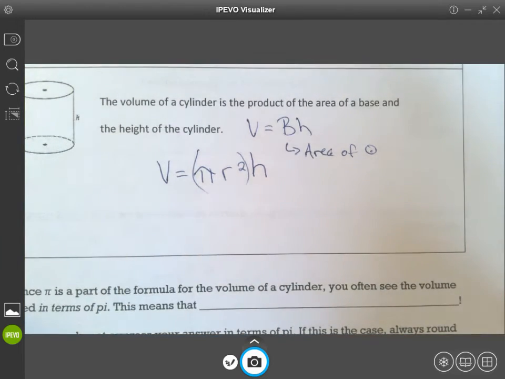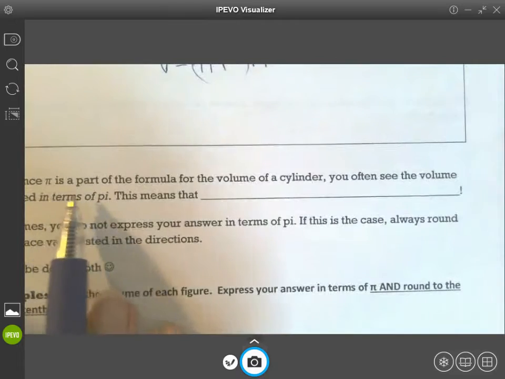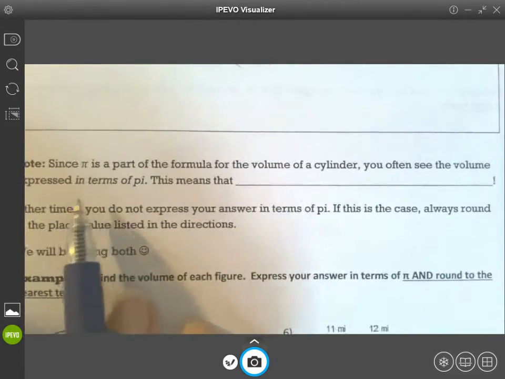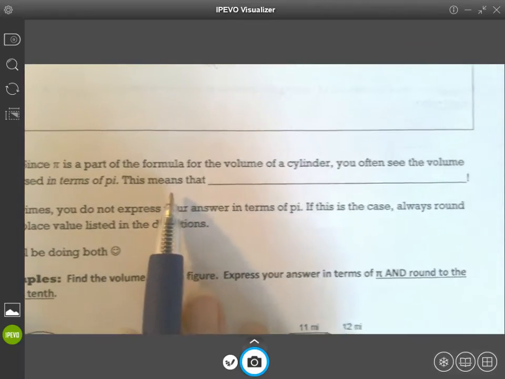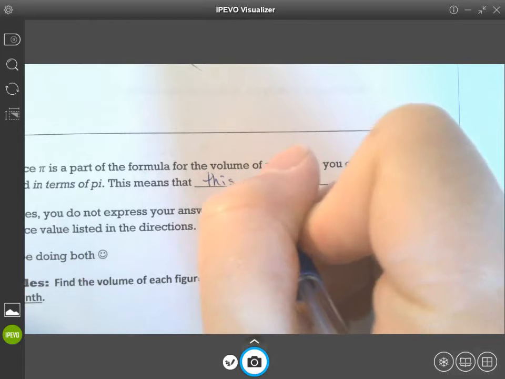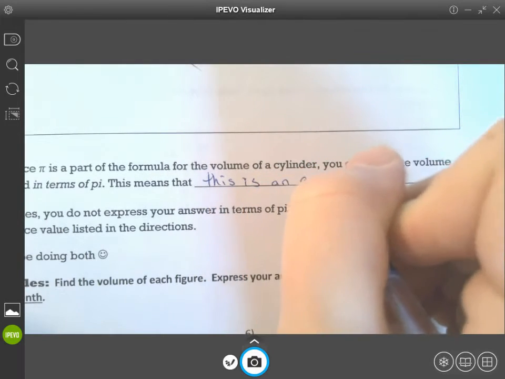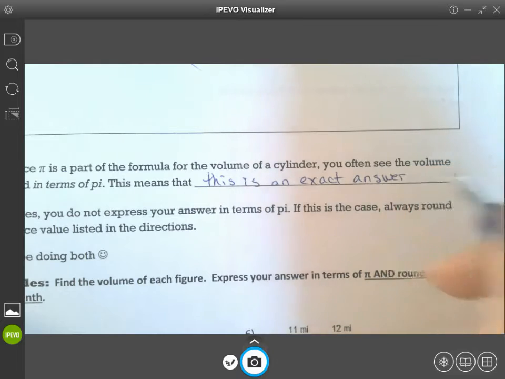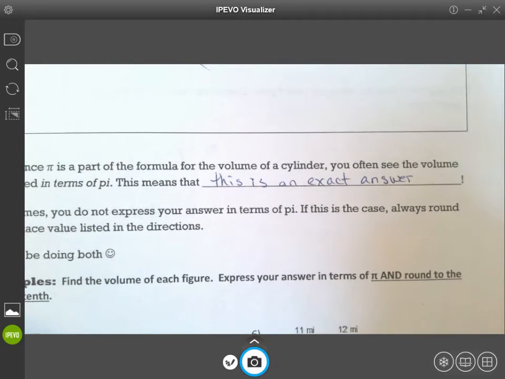Okay, now, since pi is part of the formula for the volume of a cylinder, you ought to see the volume expressed in terms of pi. That means that this is an exact answer. So we've been doing these exact answers, so we're going back with the pi. We're going to come back to pi and rounding.